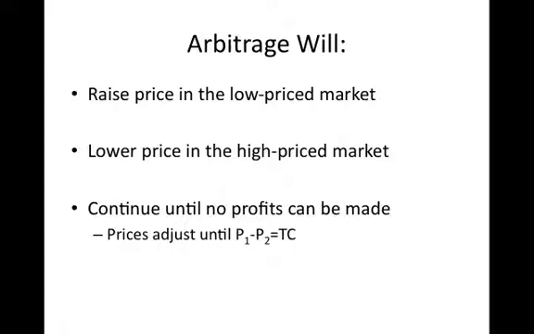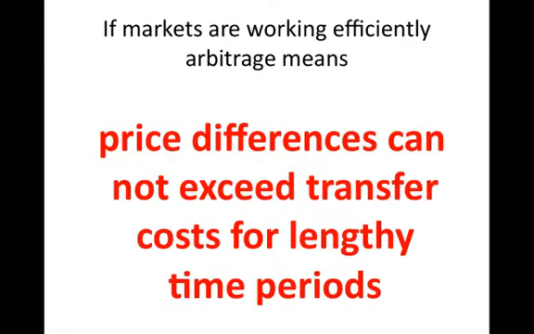Now, one of the more profoundly important concepts that I want y'all to remember is that if markets are working efficiently, if price discovery happens in a competitive manner, with a quick and speedy identification of price and the equilibrium discovery process, then what arbitrage means is that price differences cannot exceed transfer costs for lengthy periods of time.